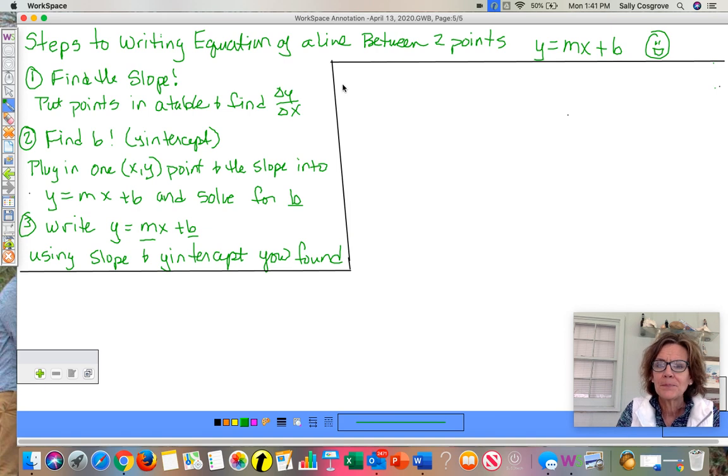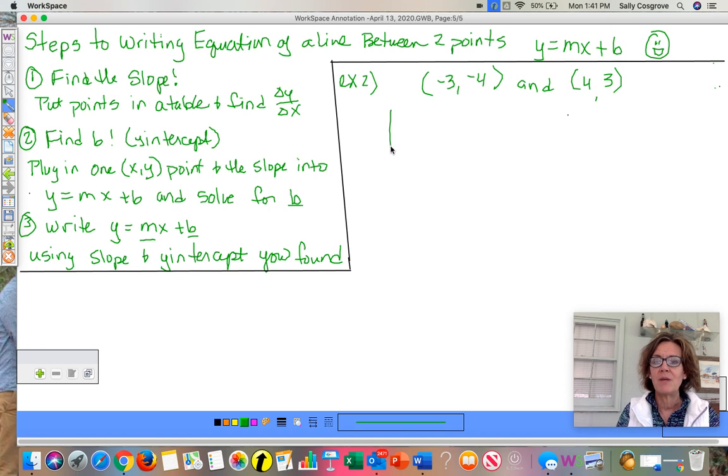All right. This is example 2. And these are my 2 points, -3, -4, and 4, 3. So there are my 2 points. The first thing I'm going to do is put them in a table. -3, -4, 4, 3.